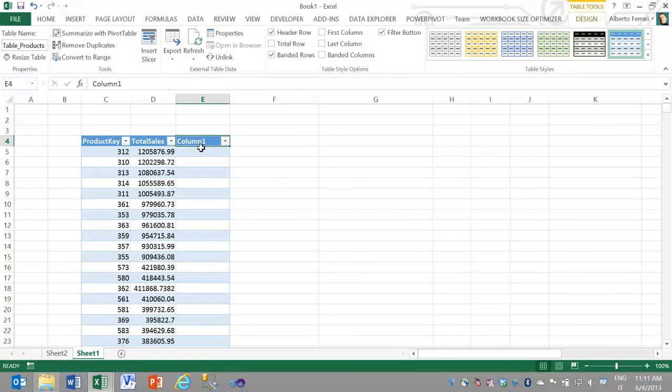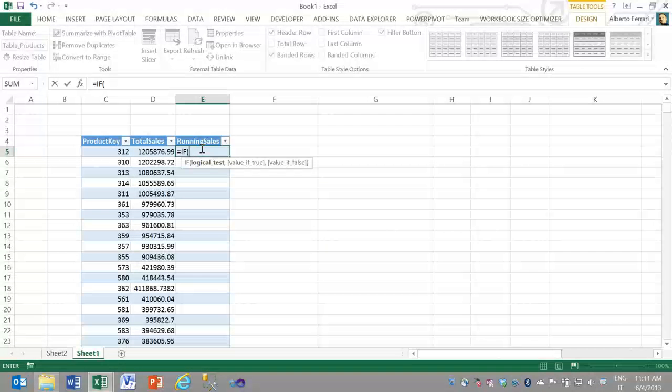First of all, we want the running sales. And this time we are in Excel. We are no longer inside DAX, so we don't need to learn anything complex. In order to compute the running sales, you need to check the previous row plus the current one. Since the previous row for the header contains text, you check if it is a number.